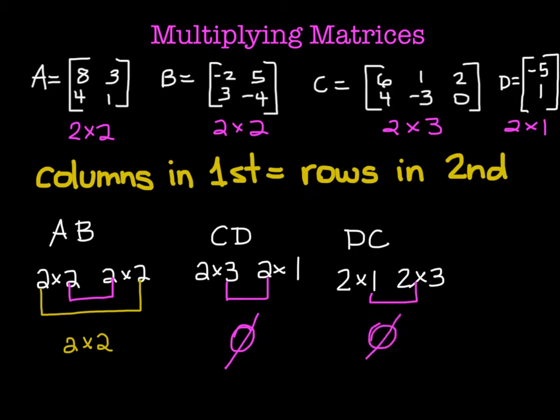So let's look at B times C. B is a 2 by 2. C is a 2 by 3. The column matches the rows, so it works. The resulting matrix after I multiply will be a 2 by 3.